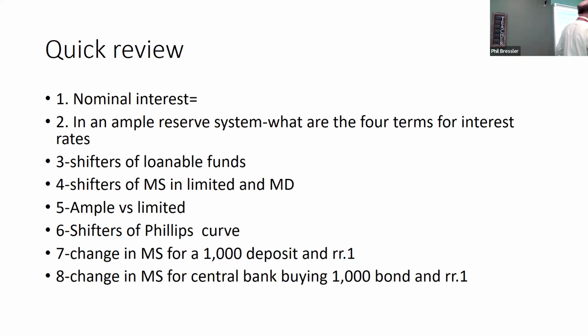Change in money supply to central bank buying 1,000. If I have a $1,000 bond, what did I say the reserve requirement was? 0.1. So Evan, what's the money multiplier? 1 over the reserve requirement. 1 over 0.1 is 10, right?